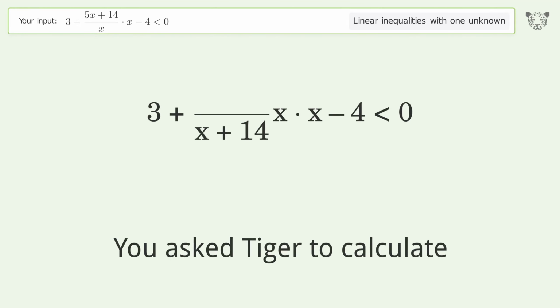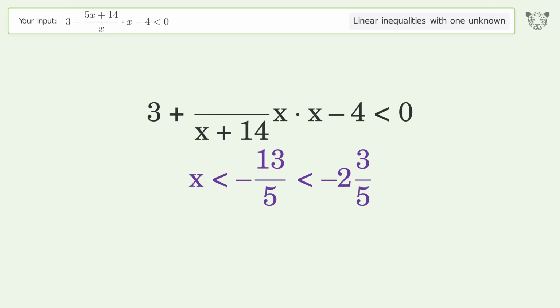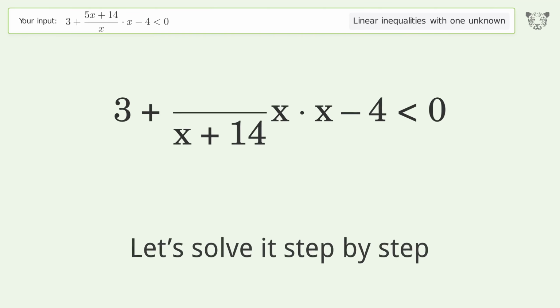You ask Tiger to calculate. This deals with linear inequalities with one unknown. The final result is x smaller than -13/5 smaller than -23/5. Let's solve it step by step.